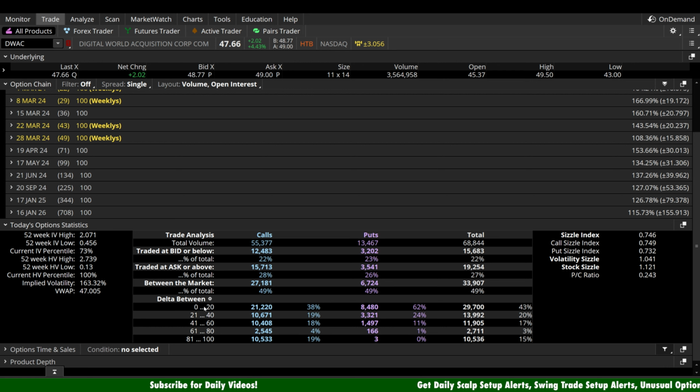Now, the short-term speculators at 0 to 20 delta, those short-dated, typically out-of-the-money calls and puts: 21,000 calls in that range, 8,400 puts in that range. So in the short-term bias, the short-term speculators, we're also seeing bullish bias. In the mid to longer term, those in-the-money and deep-in-the-money contracts, the 61 to 80 delta range and the 81 to 100 delta range, look at this: 61 to 80, 2,500 calls, 166 puts. 81 to 100, those deep-in-the-money contracts, 10,500 calls, 3 puts. Not 3,000 puts, 3 puts.